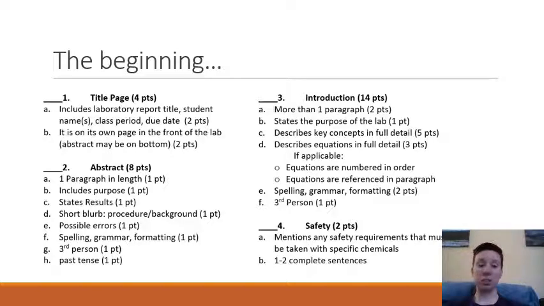When it says third person, abstract and introduction, make sure that there's no he, me, we, I, she, you, any people involved. The abstract should be in the past tense. The introduction, you can use whichever tense you would like, just keep it consistent. And then the safety section, really short, 1 or 2 sentences. Make sure you refer to specific compounds or chemicals that are being used in the lab given.